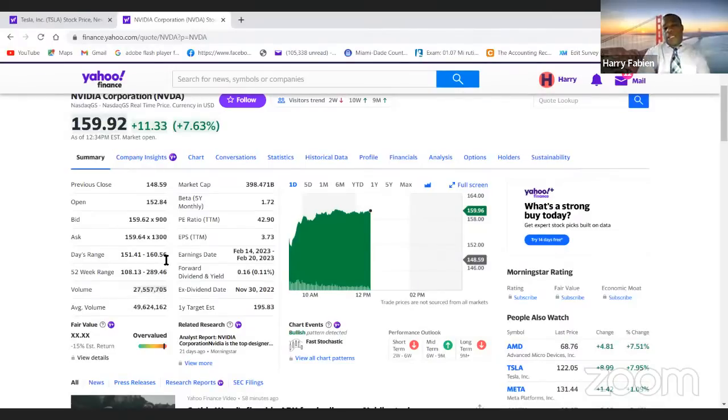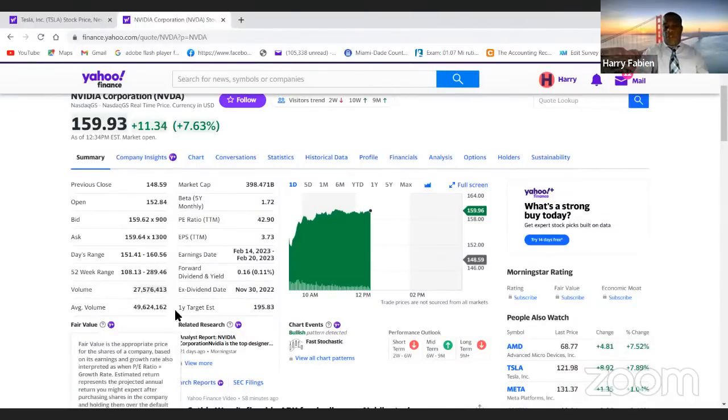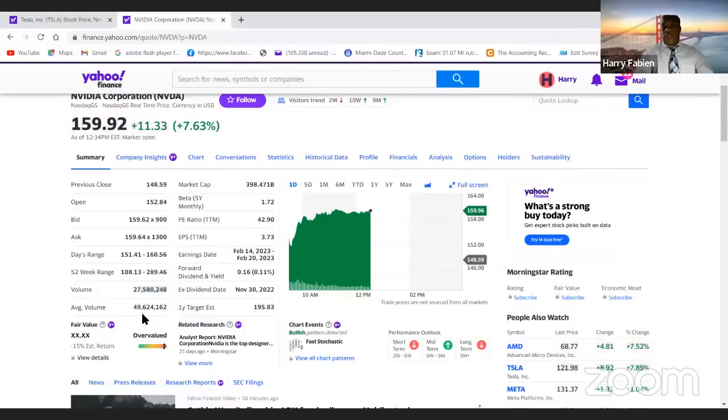That's something different I have to show you on the day. The 52 weeks is for the whole year: 108.13 lowest and 289.46 highest. That's the volume. You always look at the volume to see how many people are buying for the day. It's a good volume. Look at the average volume. The average volume is 49 million. That's a good volume.